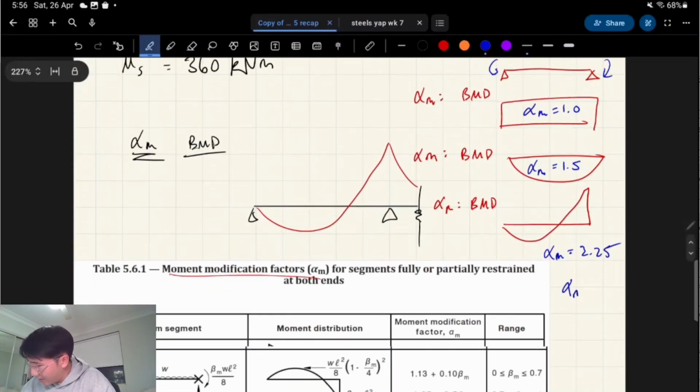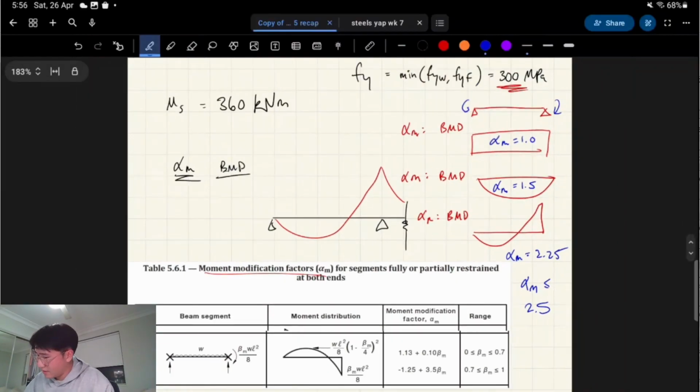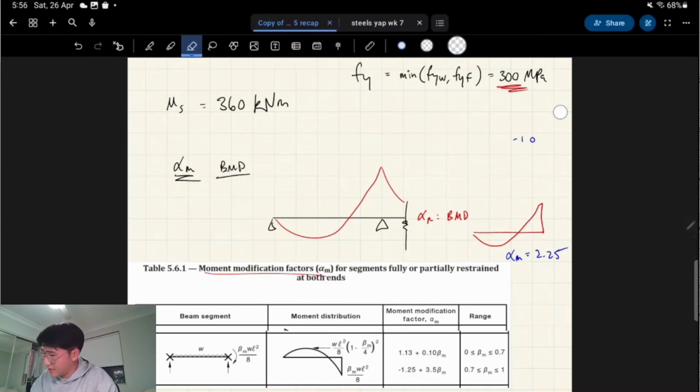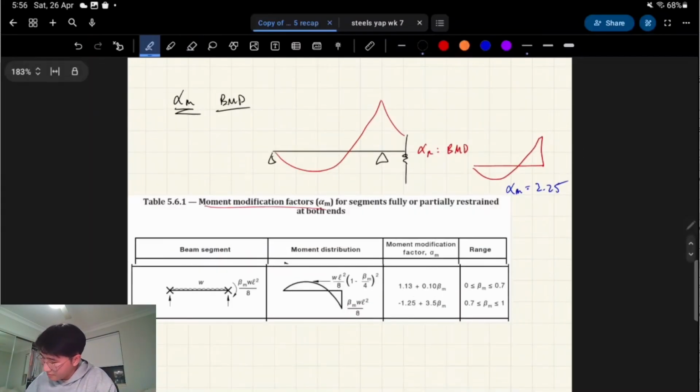Now, alpha m has a cap. It has to be less than or equal to 2.5, right? So there's only so much it can help your capacity before it has no further considerable effect. Anyway, we're going to find that this is our scenario for alpha m, but let's see how we get there. So here's part of the table, right?